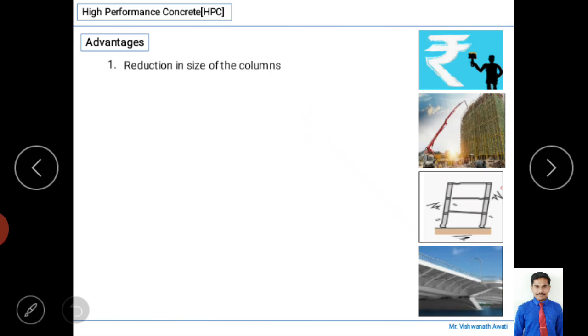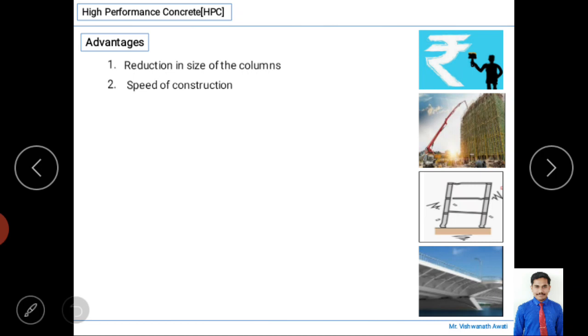The first one is reduction in the size of the column. If you see normal concrete, because of less durability, less strength and less performance, it may need a bigger size. Because of the good strength and durability, we can make the column smaller with the same stability, or whatever is required to carry the load. You can carry the same load with a smaller size because of the characteristics of high performance concrete.